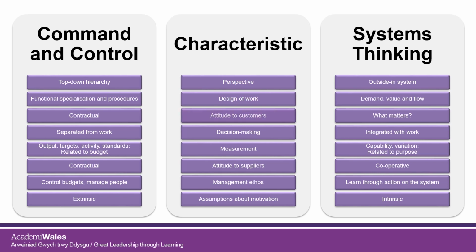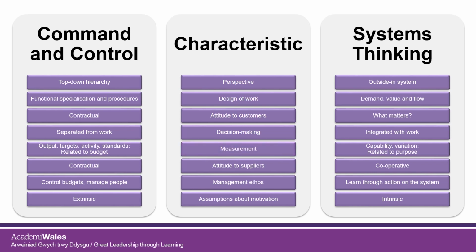Number 3, attitude towards customers. Well, in a command and control, contractual. You do this for us, we do this for you. But in systems thinking, it's actually what matters to the customer. Then we have decision making. In command and control, it's separated from the work, so it's not the people doing the work who make the decisions. Systems thinking is integrated with the work, so those people who are doing it actually can make the changes themselves. Then we go on to measurement.